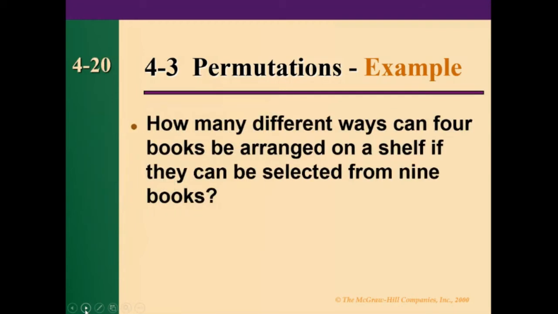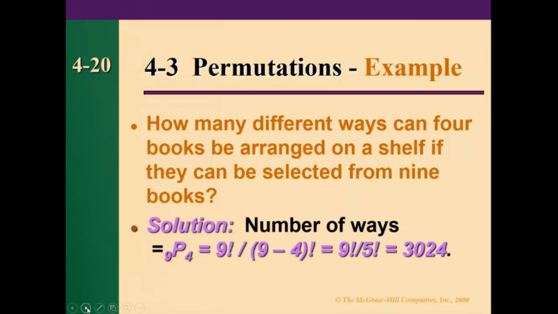So, how many different ways can 4 books be arranged on a shelf if they can be selected from 9 books? Okay, so 9, dito yung 9P4. O, try nyo sa calculator nyo yung 9P4. Check nyo nga kung makukuha nyo yung 3024.